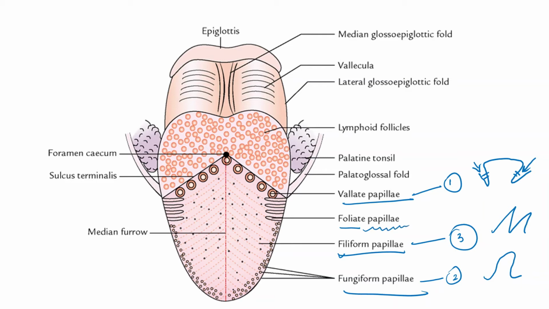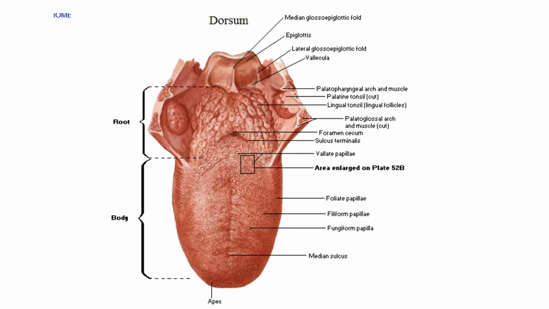The foliate papillae are mentioned last because they are not very well appreciated in the human tongue. They are more prominently developed in animals, especially the rabbit's tongue. So this is all about the dorsal surface of the tongue. The presulcal part of the dorsal surface mainly contains the papillae. Moving on to the posterior one-third of the tongue, or the base of the tongue.